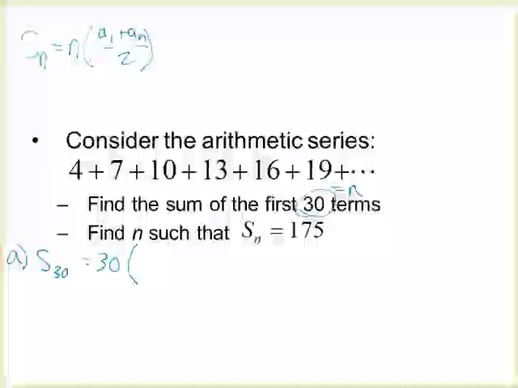A sub 1 is what? 4. A sub 1 means the first term, so the first term is 4. A sub n, in this case, would be the 30th term, but we don't know what the 30th term is. We could just continue the pattern on out and figure out the 30th term, but if I asked you for the 300th term, that seems pretty annoying to have to do.